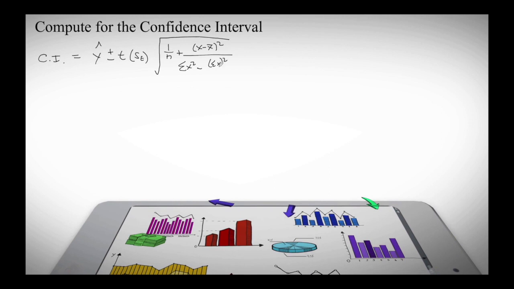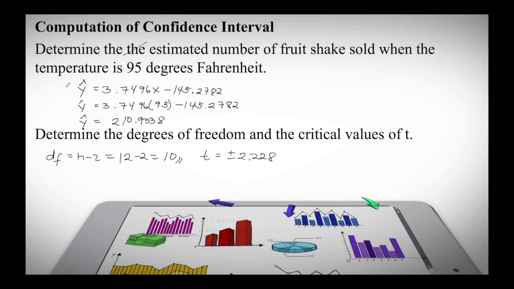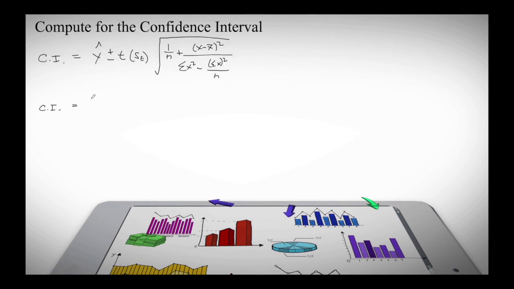Baka kasi malilito kayo, magkaiba yan, especially if you're going to input this in calculator over n. Okay, I hope nakuha nyo. So, let's have it here. CI equals our value of y hat, which is equivalent to yung 95 degrees Fahrenheit yung y hat doon, which is ito po, 210.9338.